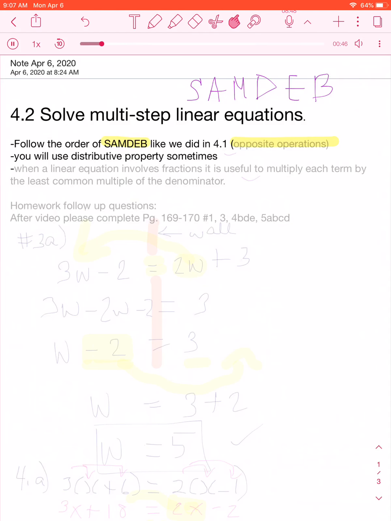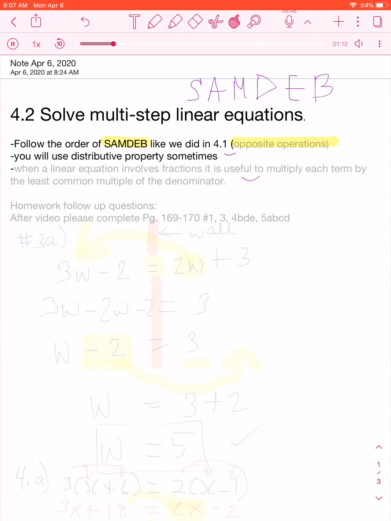In 4.2, you'll also sometimes be doing distributive property, so I'll also do an example where we have to deal with distributive property and how to apply it, and then we'll also be dealing with ones like fractions. The first example I like to do with you is 3a, which is on page 169 to 170. For 3a, I want you to pay attention to this wall that I drew.